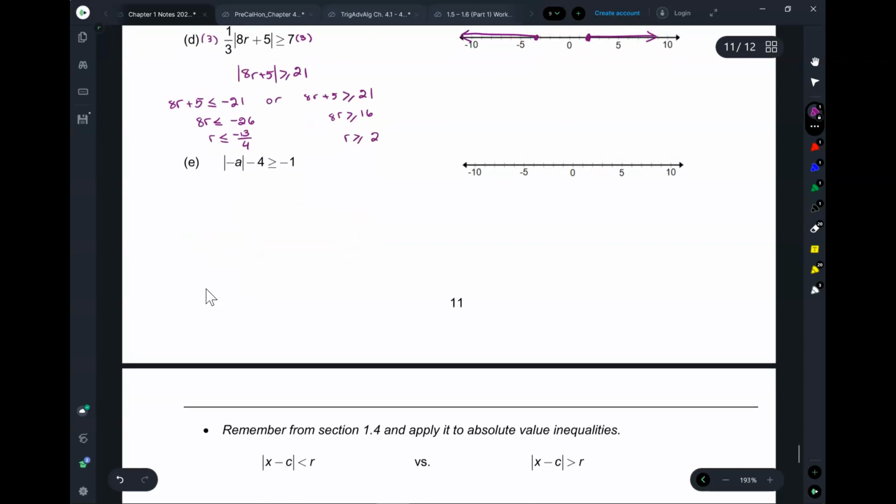Okay, here. Add 4 to both sides. I get negative a in absolute value is greater than or equal to 3. And now we have negative a is less than or equal to negative 3, or negative a is greater than or equal to positive 3. So a, switch the sign, greater than or equal to 3, or a, switch the sign, less than or equal to negative 3. So greater than or equal to, less than or equal to.